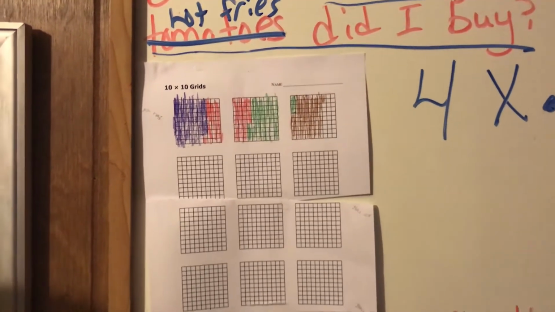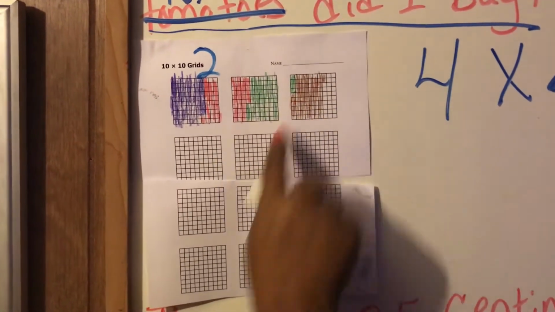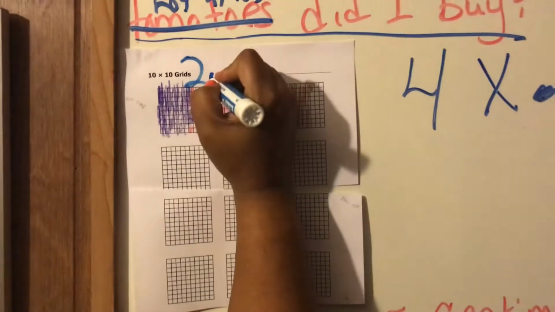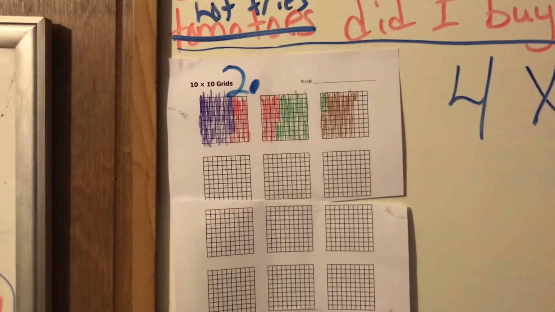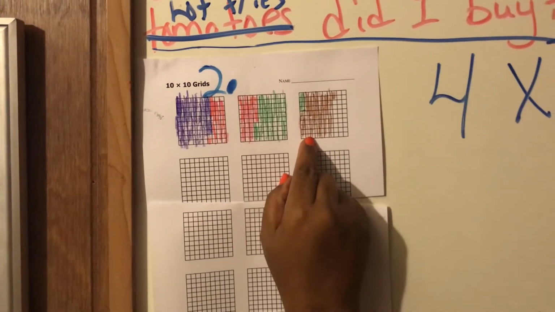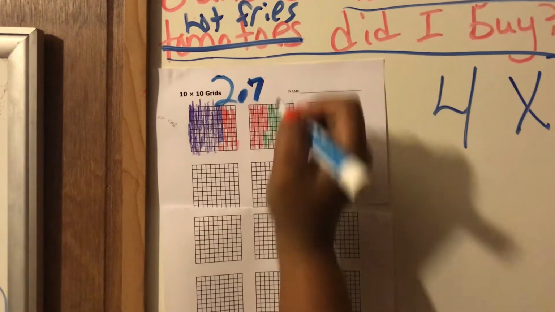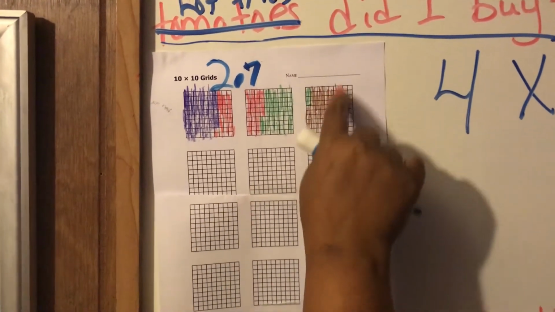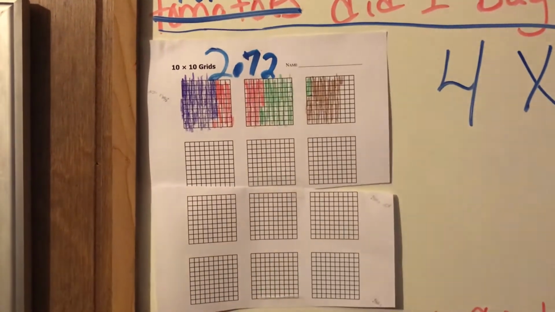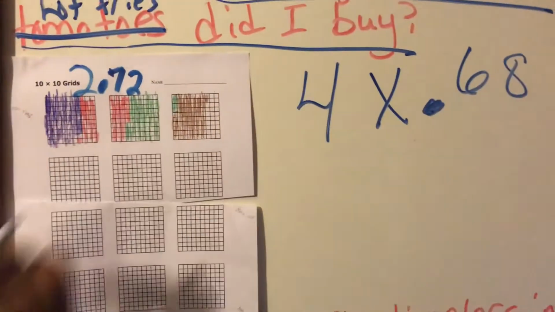So let's write that down. We have 2 wholes. We know this over here is not a whole grid. So therefore, I'm going to go ahead and put my decimal. And we're going to count. We know that 1 strip is a tenth. So let's see how many tenths we have. 1, 2, 3, 4, 5, 6, 7. 7 tenths. And let's see how many hundredths. 1, 2. 200.